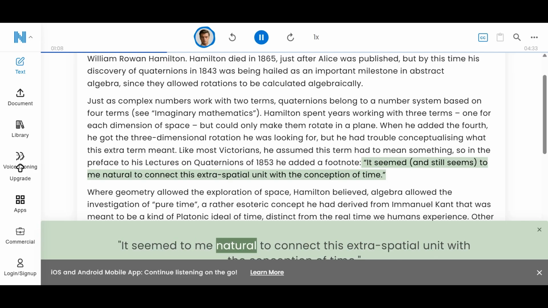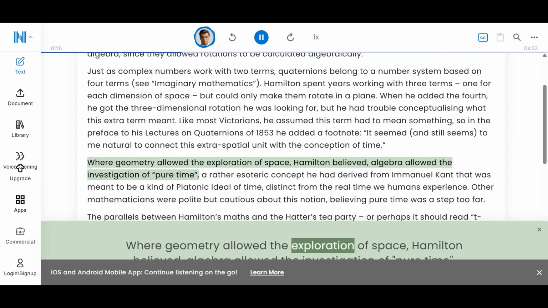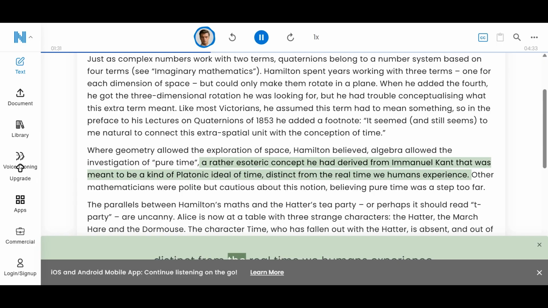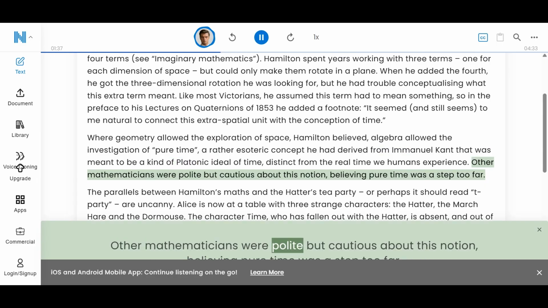"It seemed to me natural to connect this extra spatial unit with the conception of time." Where geometry allowed the exploration of space, Hamilton believed, algebra allowed the investigation of pure time. A rather esoteric concept he had derived from Immanuel Kant that was meant to be a kind of Platonic ideal of time, distinct from the real time we humans experience. Other mathematicians were polite but cautious about this notion, believing pure time was a step too far.